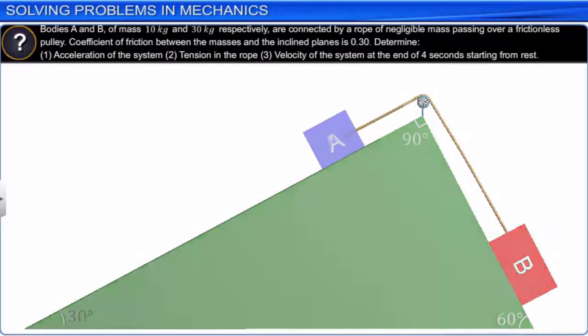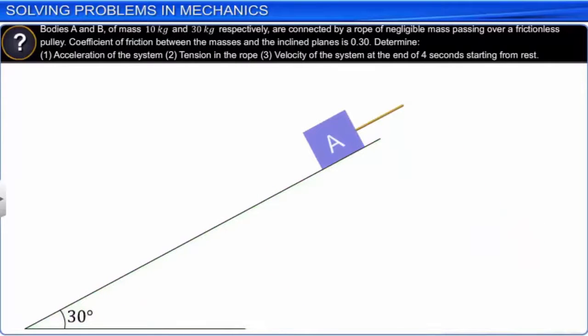Next, we choose a convenient coordinate system, XY, such that X is parallel to the inclined plane and Y is perpendicular to it. We choose X parallel to the plane, as body A is likely to move along the plane. This will make the application of Newton's laws of motion easier.